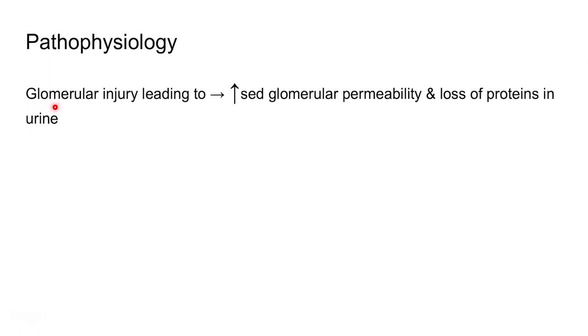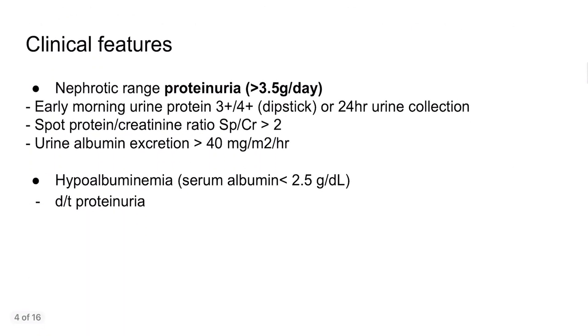Pathophysiology. Glomerular injury leads to an increased glomerular permeability. Hence, there is a loss of proteins in urine. Clinical features. Nephrotic range proteinuria is seen, where more than 3.5 grams of proteins are lost per day. Now this is detected by 3 tests, which is early morning urine protein is 3 plus or 4 plus in urine dipstick test, or by 24-hour urine collection method. And the spot protein to creatinine ratio is more than 2. And the third test is urine albumin excretion is more than 40 milligram per meter square per hour.